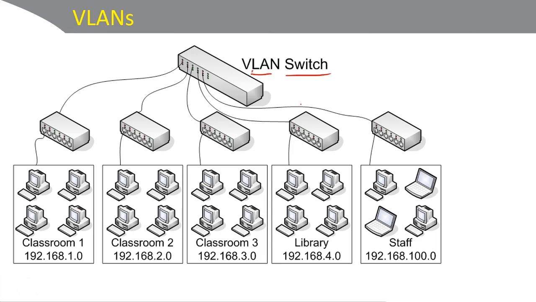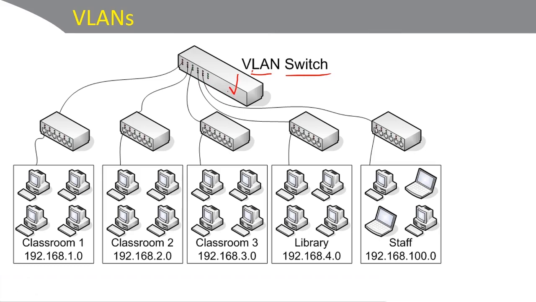VLANs can be set up in a physical manner. An example of this would be the port-based VLAN, where switch ports are grouped and configured to act as individual VLANs. To do this, you would need a managed switch, one that you can log into and configure for VLAN use. And that's what we have here.